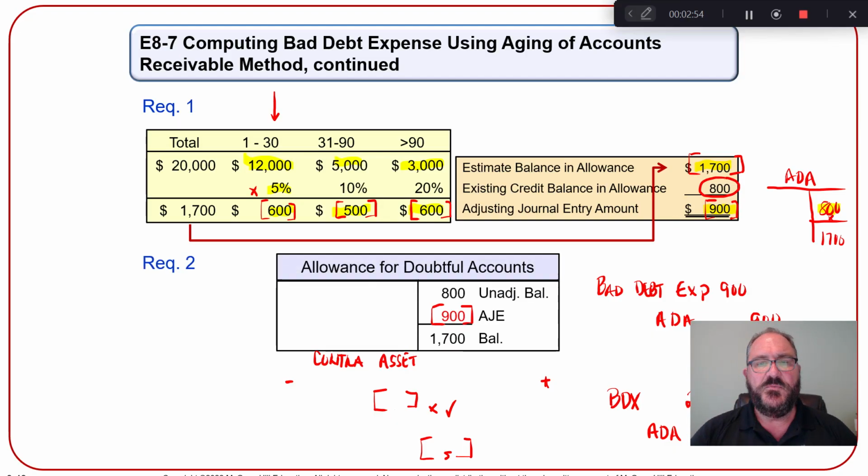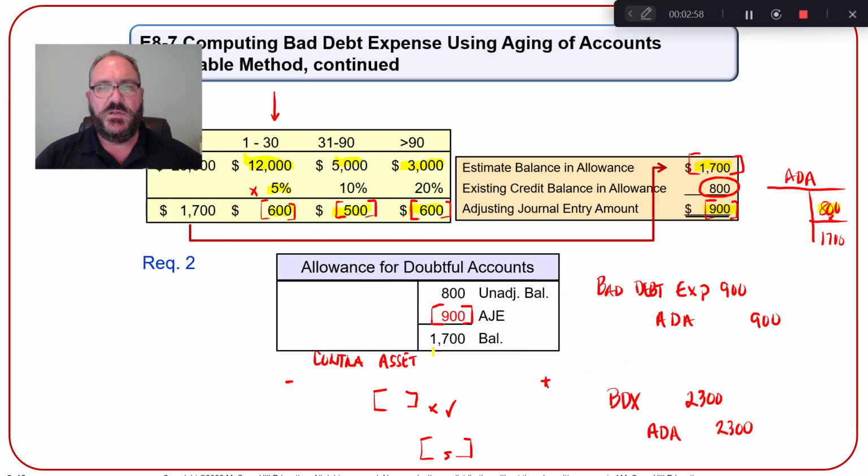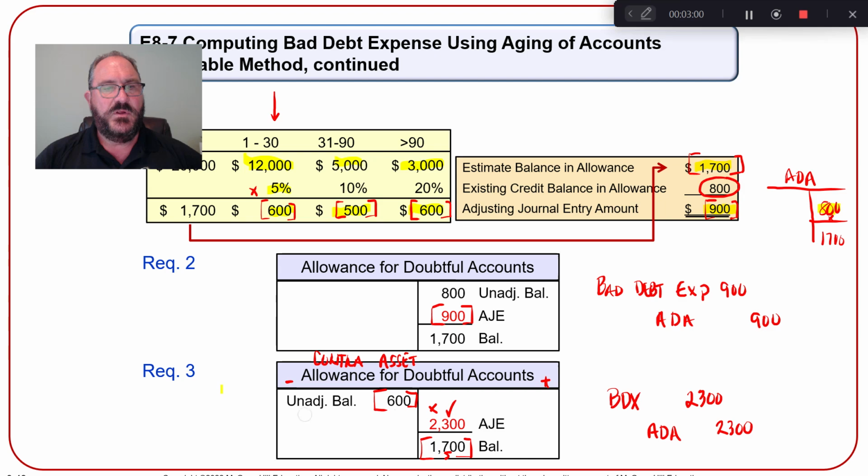So what they do, there's the adjusting entry. Let me move my picture up here, right? And what we do, so here it is. What we would do here, we go bad debt expense, 900. This is the journal entry. And ADA, 900. So there we are. We're putting that $900 into the allowance for doubtful accounts, right? This is requirement number 1.